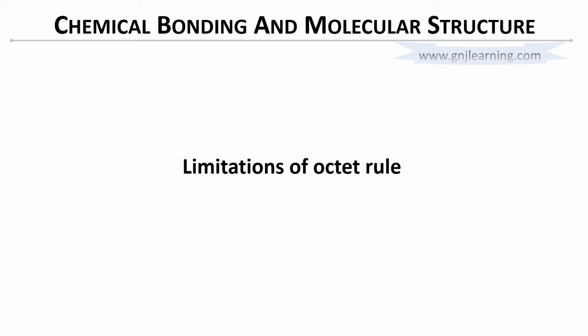Welcome students to the chapter Chemical Bonding and Molecular Structure of class 11. Today we are going to see about the limitations of the octet rule, or the Kossel-Lewis approach. So the octet rule is itself the Kossel-Lewis approach. What were the limitations of this approach?